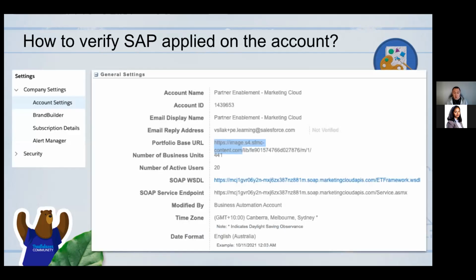One quick thing to say, practically, what do you do? Where do you look if you want to validate that SAP was applied on the account? Remember I said that you send yourself a test email, but the very first step as an admin is to go into your settings, look at the account settings, and see the portfolio-based URL. That's the link I've got highlighted on the image. Hopefully it comes through. For me, it still comes with image.s4.sfmc-content.com, which tells me this is not SAP authentication. This is just the standard Marketing Cloud hosting domain. And this really shows that most likely the configuration hasn't been completed yet. So keep an eye on that.